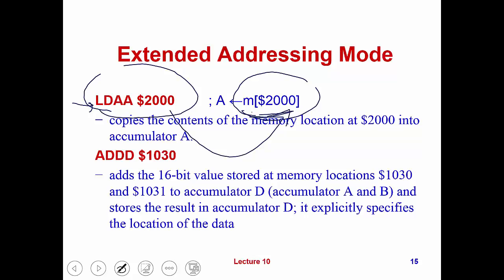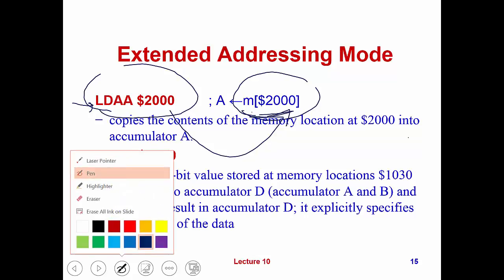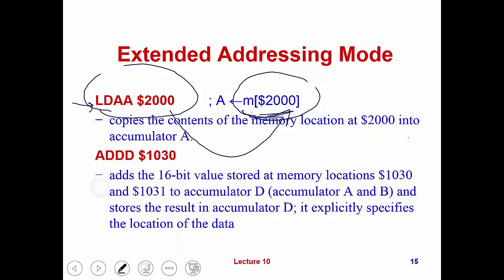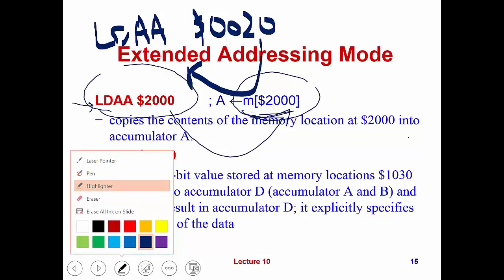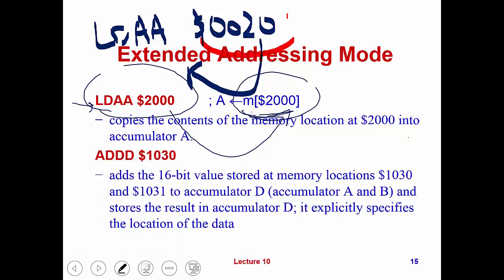Now, for example, I showed you a moment ago, like the one exercise we did in homework. If you have this, that's also in extended mode, because the address here is 16 bits. So it also runs in extended mode.